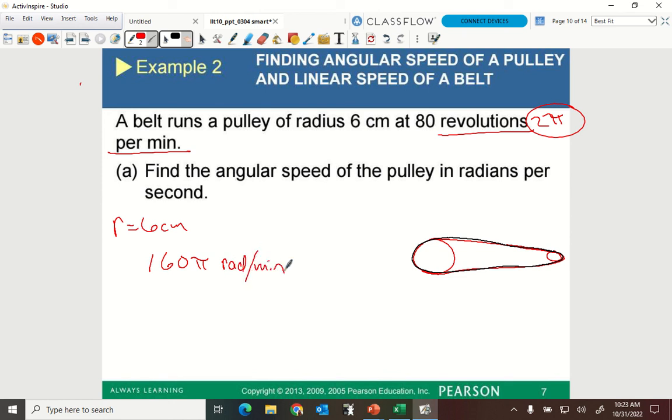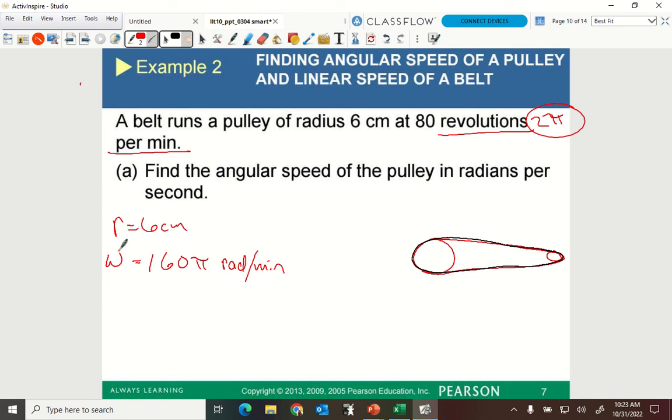What variable does that go with? It is W, because it's the angle over time, right? It's an angle divided by time. There we go, per minute. So that's going to be my W. Find the angular speed in radians per second. Ooh. Like I said, units are important.